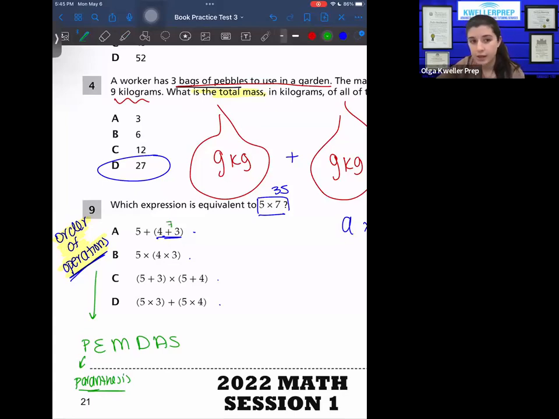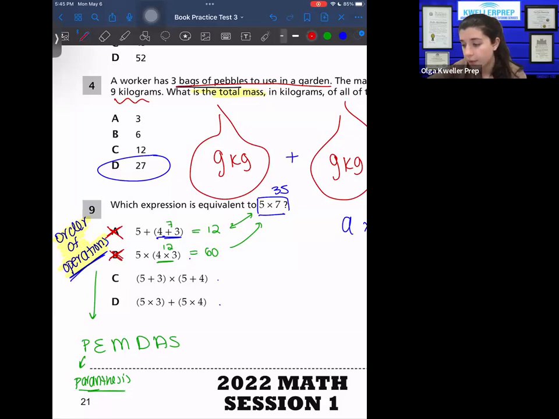So 4 plus 3 is 7. And then I do 5 plus 7. So this one will equal 12. And is that equivalent to this? Nope. So we can cross it out. Goodbye. Right? We don't need this. How about the next one? What's inside the parentheses? 4 times 3. 4 times 3 gives me 12. Then I multiply that by 5. What does that give me? 60. Good. And is that equivalent to this? Nope. So goodbye. We throw this out as well.